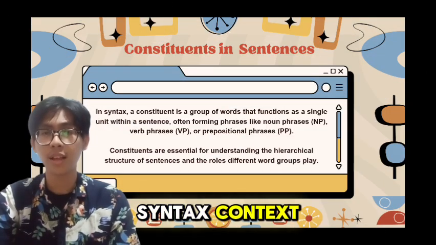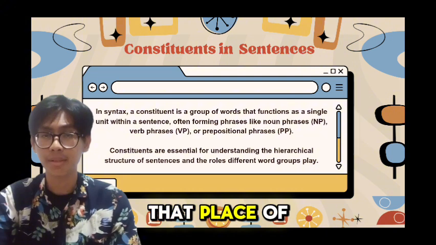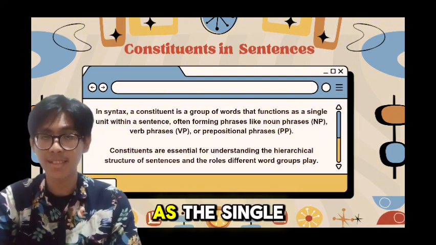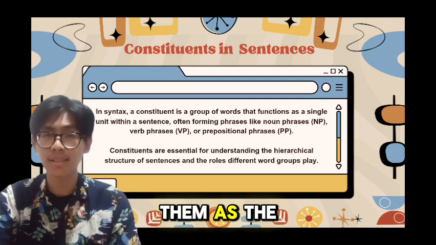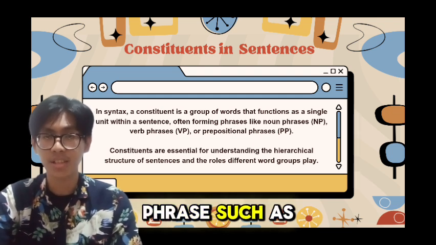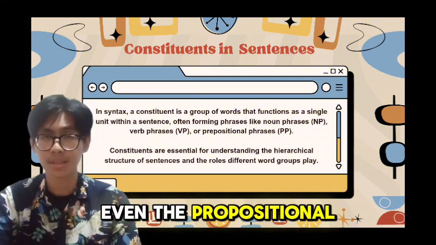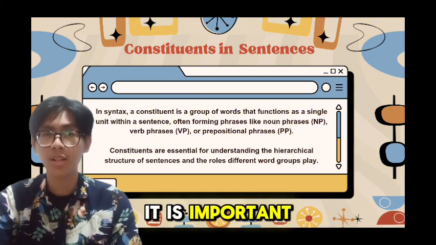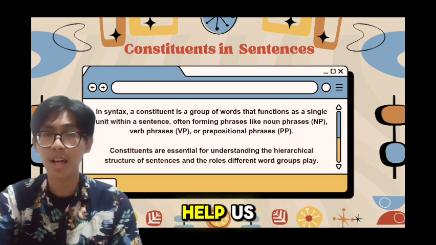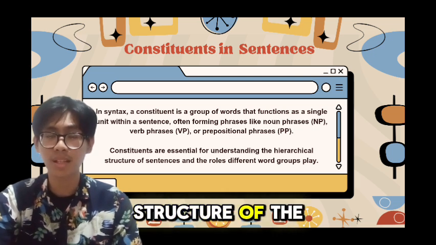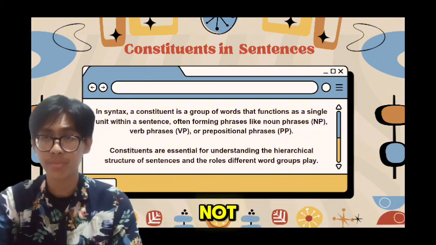Okay, so in the syntax context, constituents are groups of words that play a function as a single unit within a sentence. We often refer to them as phrases, such as verb phrases, noun phrases, or even prepositional phrases. It is important for us to know what constituents are because it helps us get the structure of the sentence, or determine whether the sentence is correct or not.